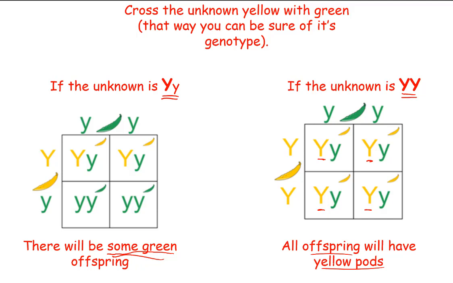So to do a test cross, what you need to do is cross the unknown, because it can be homozygous or heterozygous. You take it and cross with homozygous recessive, because you can be sure of its genotype, and then you observe or look at the offspring, and whatever the offspring has, that tells you what the parents were.